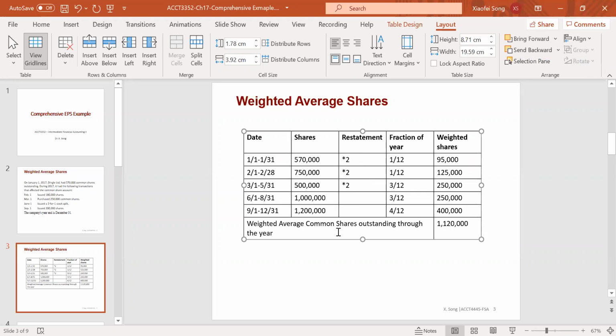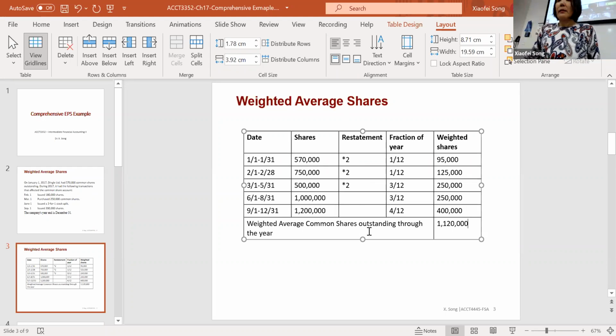The stock split is the only thing we do a retroactive adjustment for. Nothing else we need to do that, because a split kind of changes the unit of counting, right? The before-split shares and after-split shares are not equivalent. They're not the same thing. Okay.